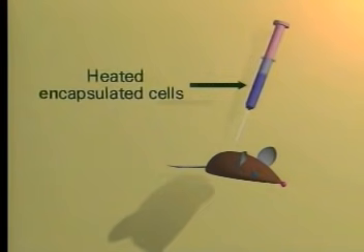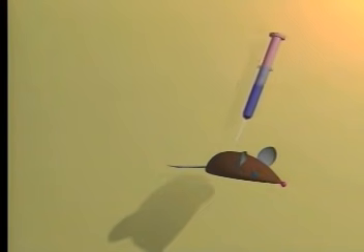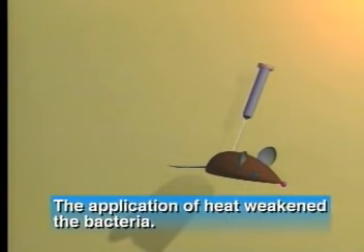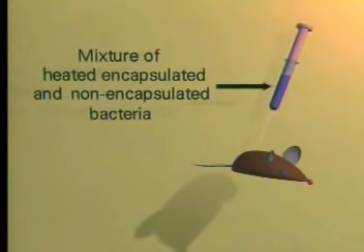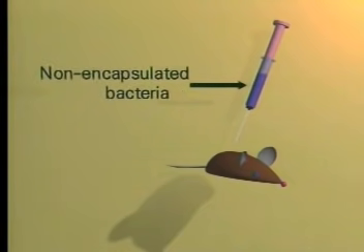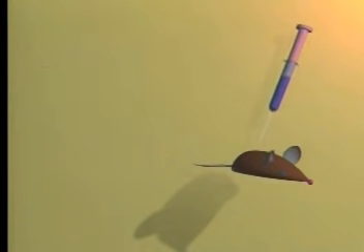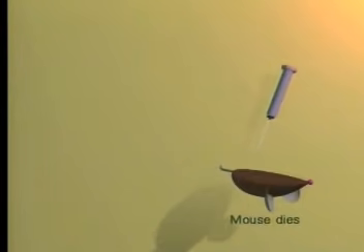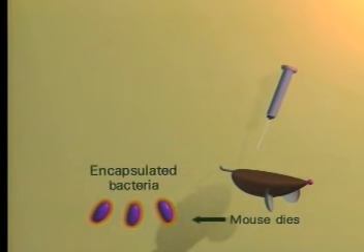Then a third group was injected with encapsulated bacteria that had been heat-killed. In this case, the mice also survived. The application of heat had apparently weakened the virulence, or the pneumonia-causing capacity of the encapsulated bacteria. However, when a fourth group was injected with a mixture of heat-killed encapsulated bacteria and live non-encapsulated bacteria, the mice died. Individually, the heat-killed encapsulated bacteria and the live non-encapsulated bacteria would not infect the mice, but in combination, they killed the animal. Blood samples from these mice revealed live encapsulated bacteria in the mice.